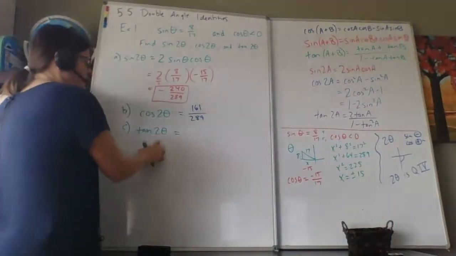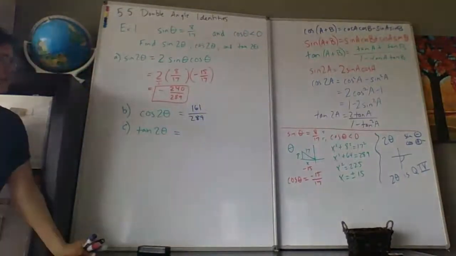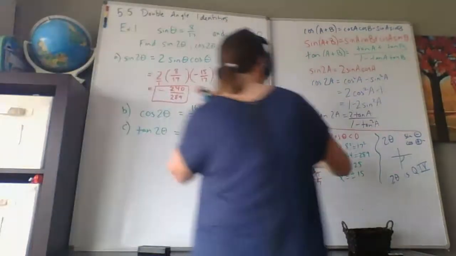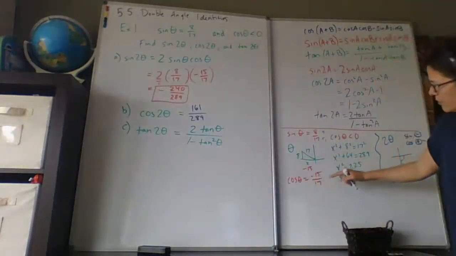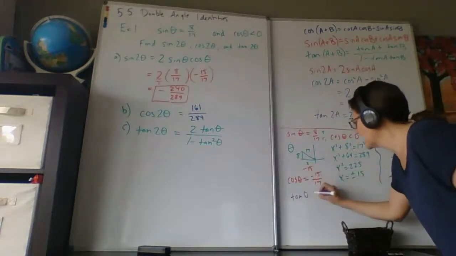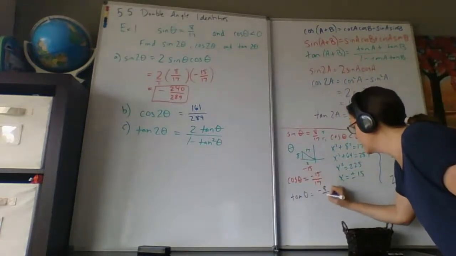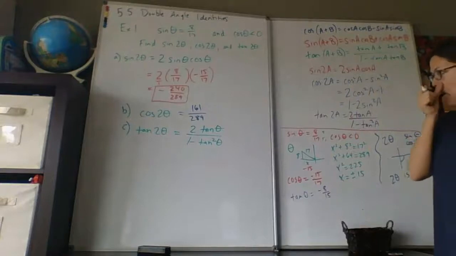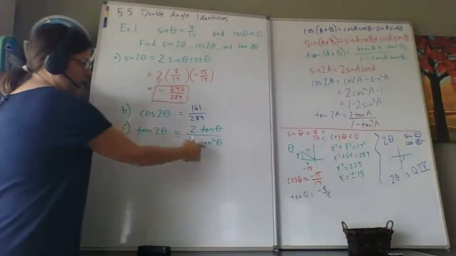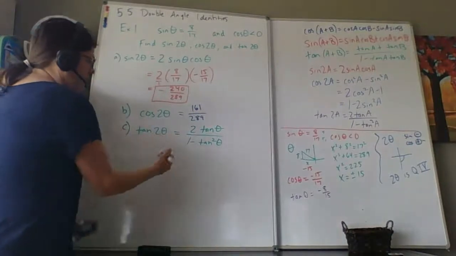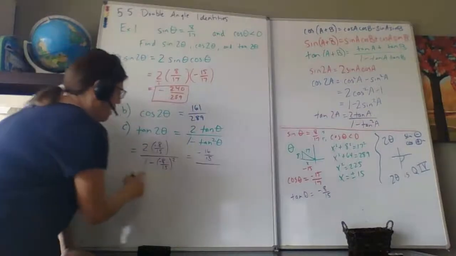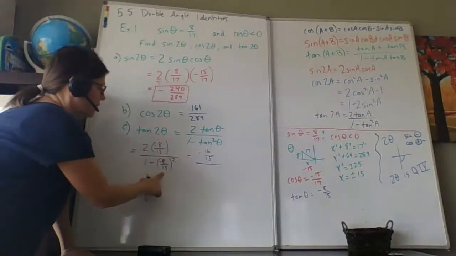So tangent of 2 theta is 2 tangent theta over 1 minus tangent squared theta. Now, since we have our triangle here, we can see that tangent of theta is y over x, or negative 8/15. So we'll replace tangent theta with negative 8/15 in the numerator and the denominator. On the top, we will multiply straight across. On the bottom, we will square 8/15.